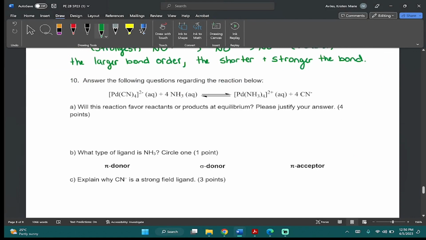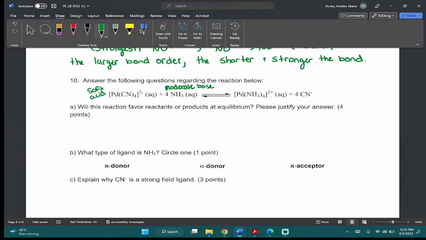Alright, so they gave us a reaction. They want to know whether this favors products or reactants, or if it's at equilibrium. What do we think? Well, let's start off. What is palladium? If I asked you to classify palladium 2+, what would you classify it as? Yeah, it's a soft acid. What about NH3? What would you classify that as? Hard or moderate? I would take either one. So this is a moderate base.